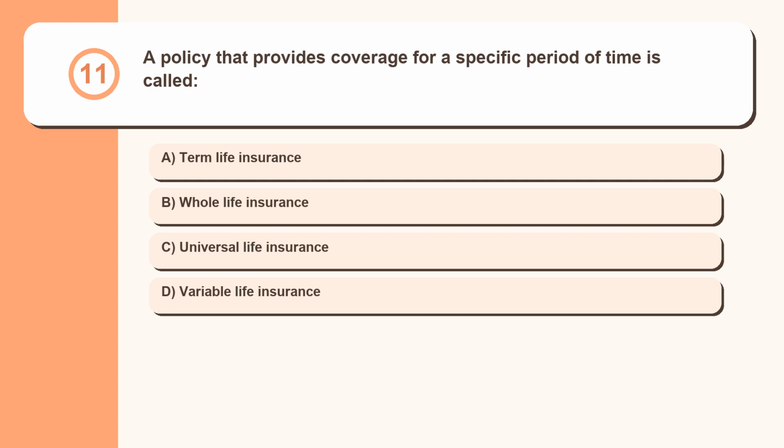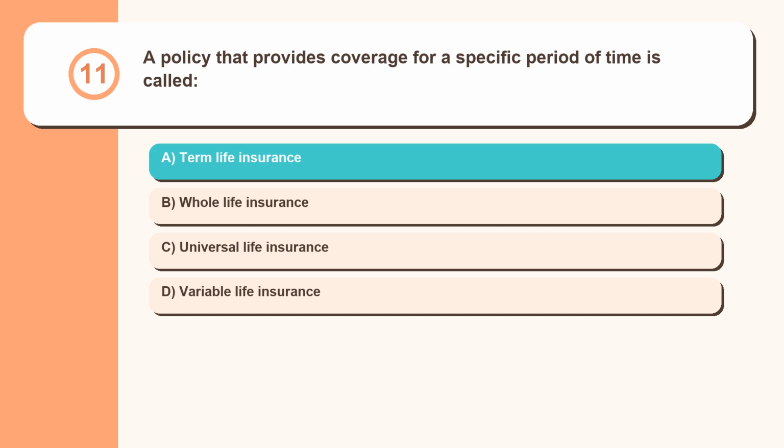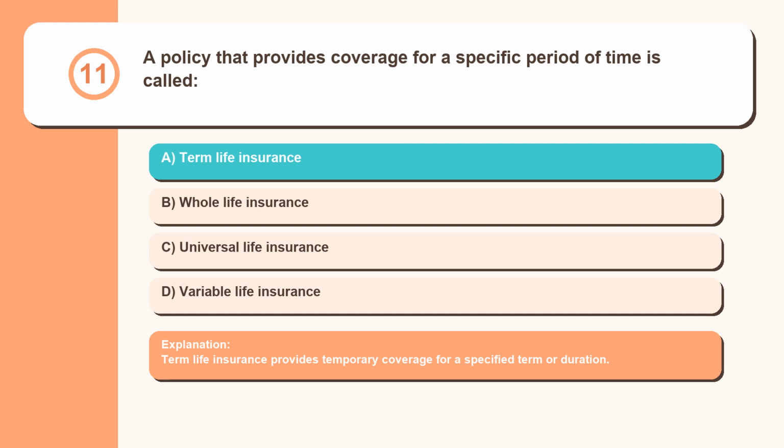Question 11. A policy that provides coverage for a specific period of time is called term life insurance, whole life insurance, universal life insurance, variable life insurance. Term life insurance provides temporary coverage for a specified term or duration.